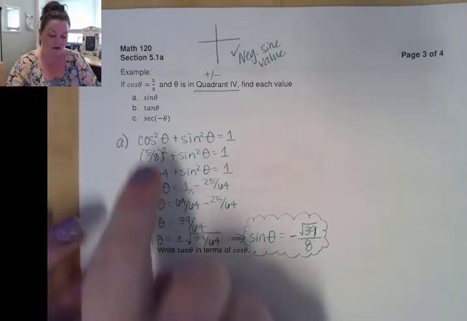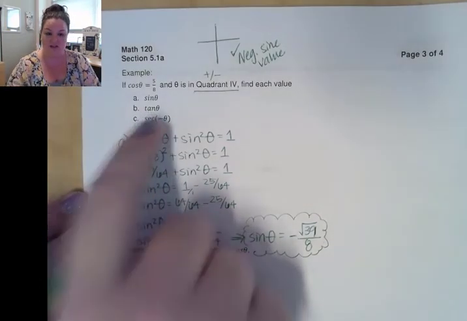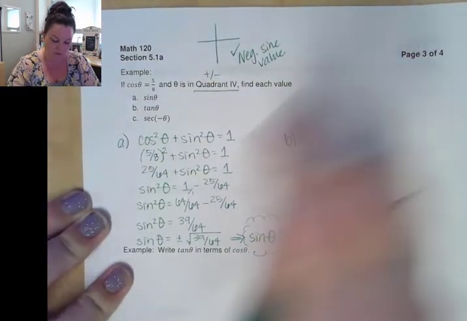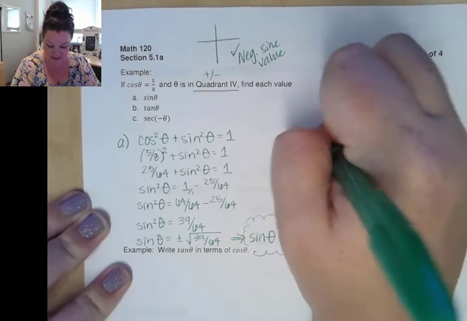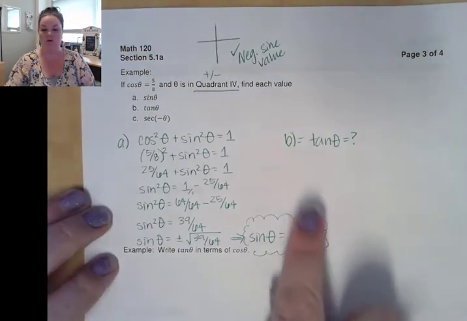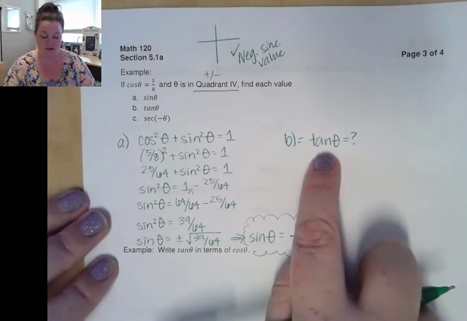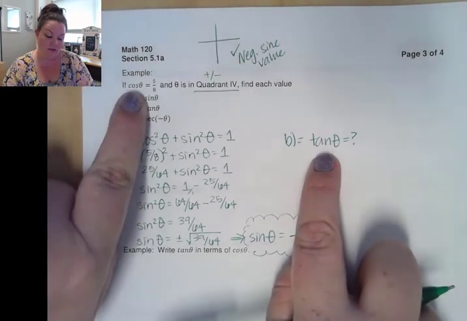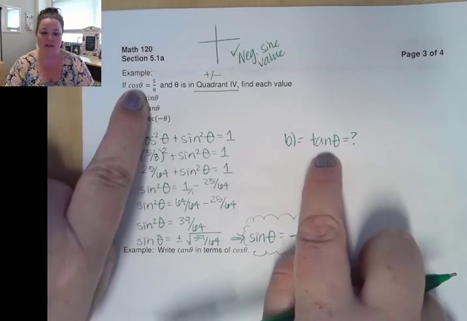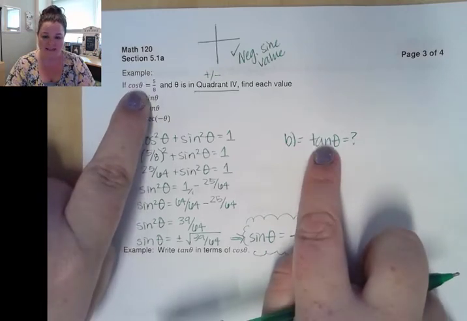Let's look at the second one. This one wants tangent theta. Okay, so for part B, we want to figure out what tangent theta equals. Again, we want tangent theta. What was given to us was cosine theta. So we need something that relates cosine and tangent.